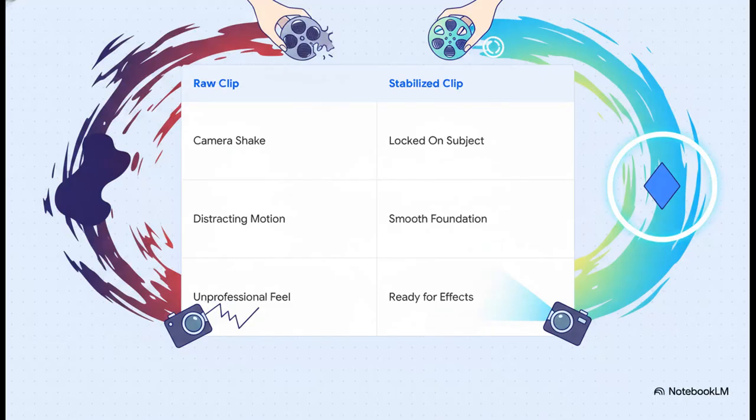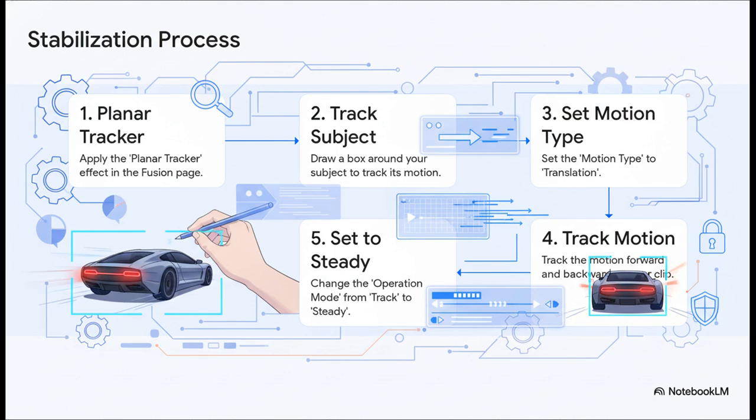So, here's the crucial point. If you ramp up a shaky clip, all you're doing is creating this chaotic, nauseating blur. It just makes every little bump and jitter 100 times worse. But by stabilizing your shot first, you lock onto your subject and create this clean, smooth foundation that the effect can really build on.